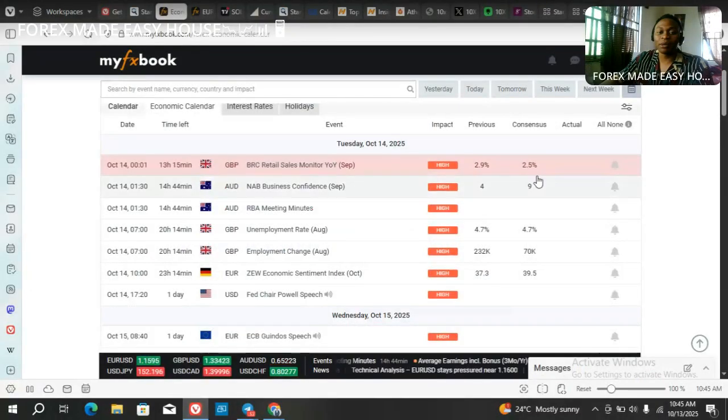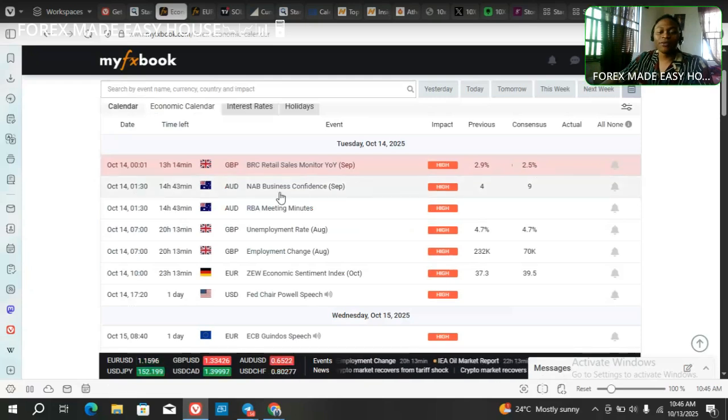Over here on the actual part of things, when things are positive, wow, the retail sales actually rose. What do you expect to happen? The Great Britain pound currency will be strong. Investors will be confident about holding the currency more. Okay, so when you see a lower figure than 2.5%, it is bad for Great Britain pound, very, very bad.